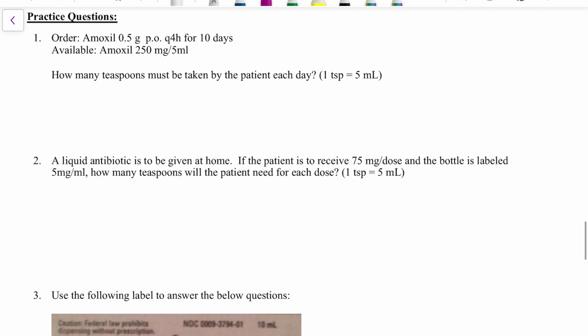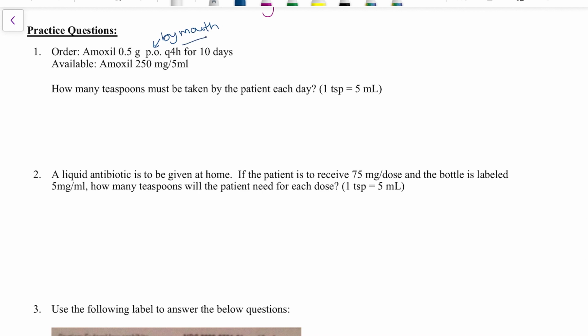Okay. The other unit you might be asked to do is to give the patient by teaspoon. Because if you are prescribing it to the patient, they're taking it at home per se, then you need to put it in a measurement that they're going to get at home. So whether that is milliliters or whether you're going to give that in teaspoons. Okay. So the order for this is 0.5 grams by mouth every 4 hours for 10 days.